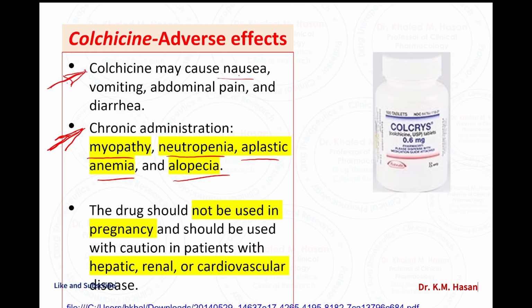This may cause nausea, vomiting, abdominal pain, and diarrhea. This medication should not be used during pregnancy, or in patients with hepatic disease, renal disease, or cardiovascular disease. We can see a lot of limitations for colchicine in acute gouty attack. Therefore, we recommend NSAID or corticosteroid as alternative treatment here.